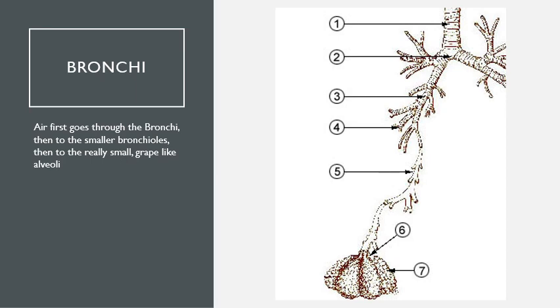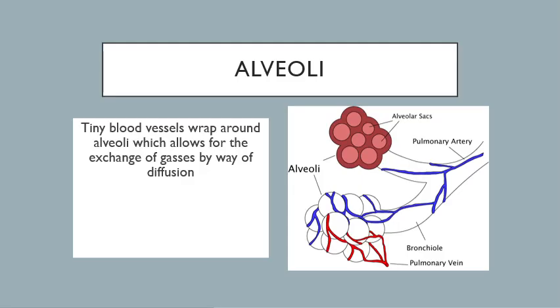So air goes into the bronchi, then the bronchioles, and then to these really small grape-like alveoli. And those alveoli are where the fun happens. Like I said, a little bunch of grapes, and they're wrapped up with these capillaries. So blood is flowing through the capillaries surrounding the balls. In the balls, you're going to have gases. This is the critical part.